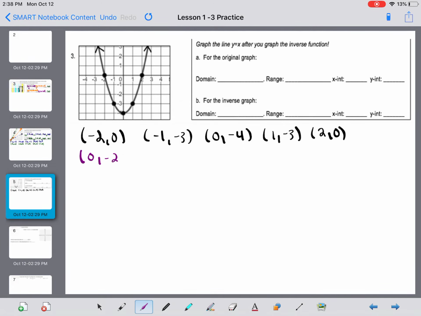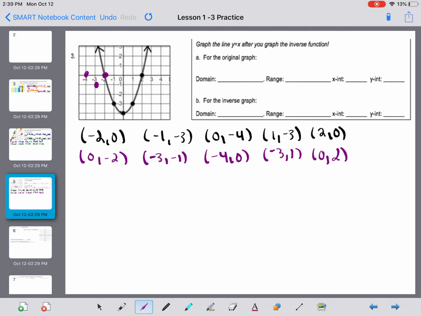So we have 0, -2, -3, -1, -4, 0, -3, 1, and 0, 2. Okay. And plot your new points. So you have 0, -2. We have -3, -1. We have -4, 0.